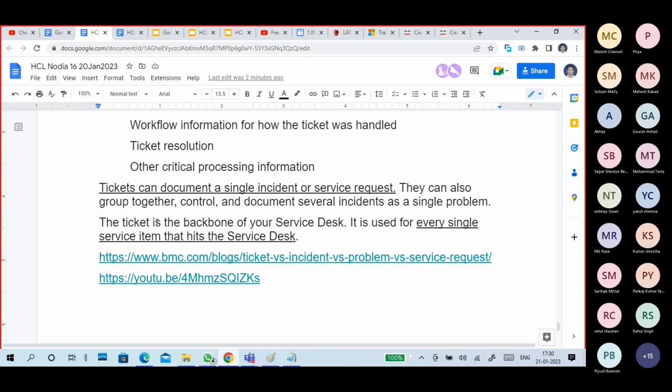These are all we are going to discuss anyway. So this is the first point. The ticket is the backbone of your service desk. It is used for every single service item that hits the service desk. It is the backbone of your service desk.